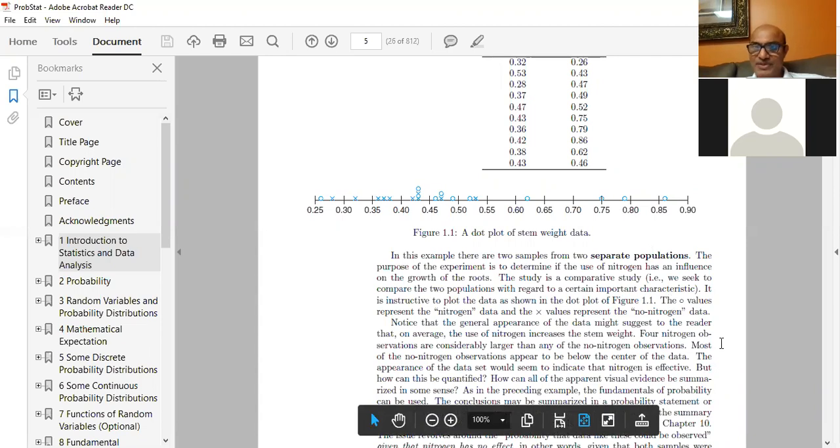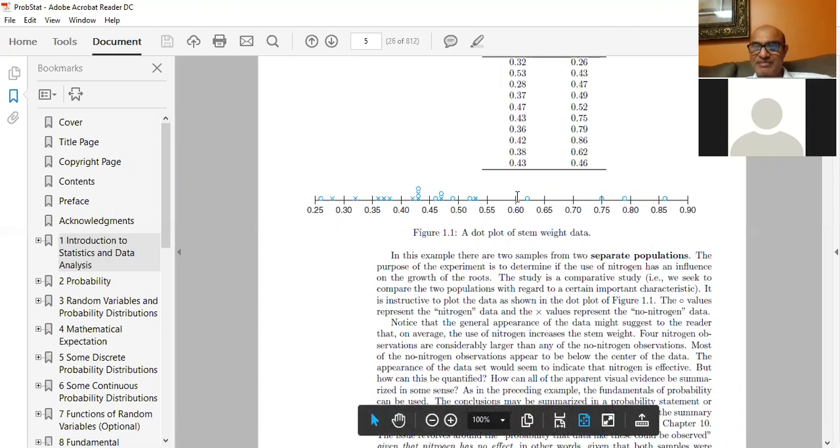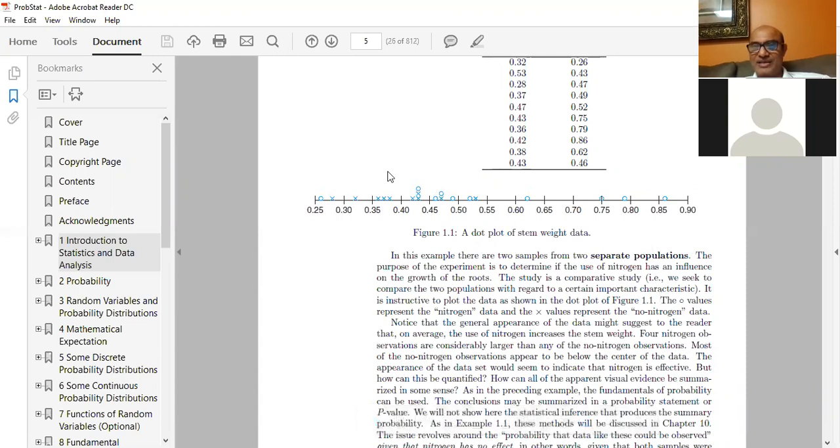are considerably larger than any of the no nitrogen observations, and most of the nitrogen observations appear to be below the center of the data. Below the center, you can see this is my center almost, and most of the observations are below the center of the data. Look at over here. Most of my data are over here. Okay. So they are below the center of the data.